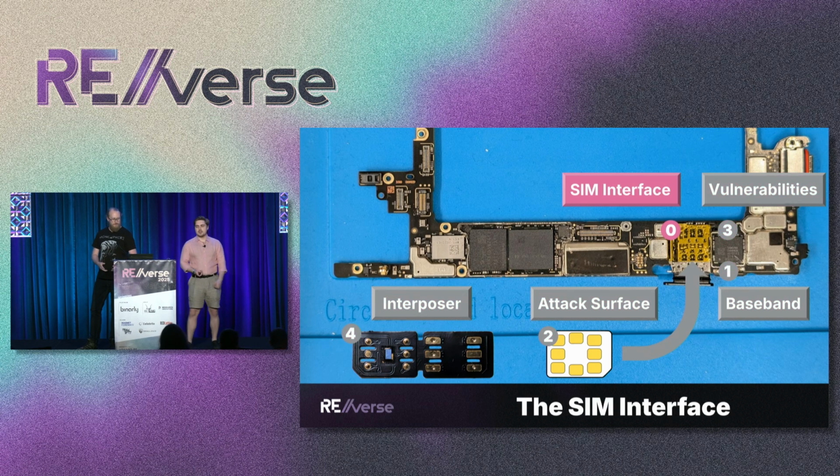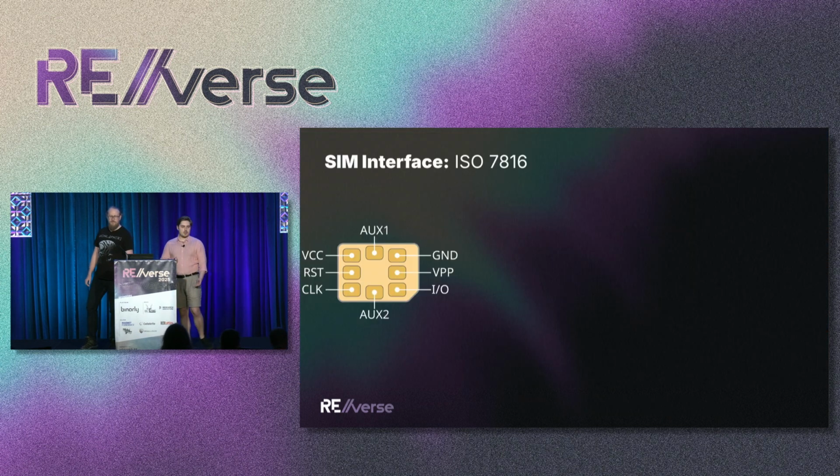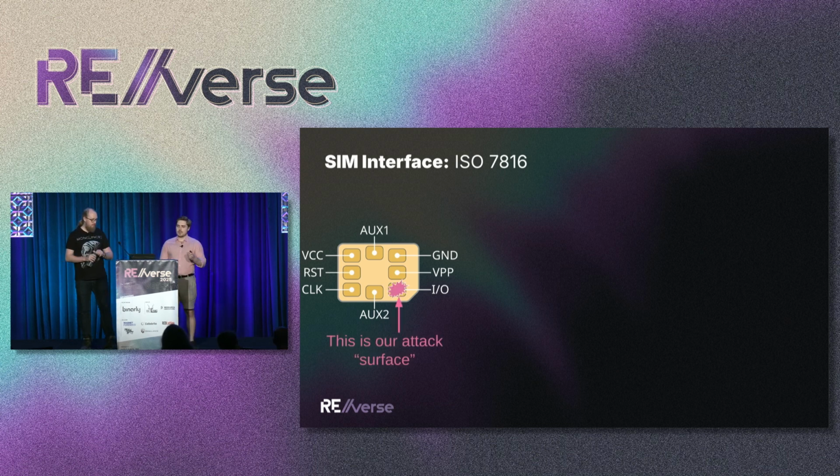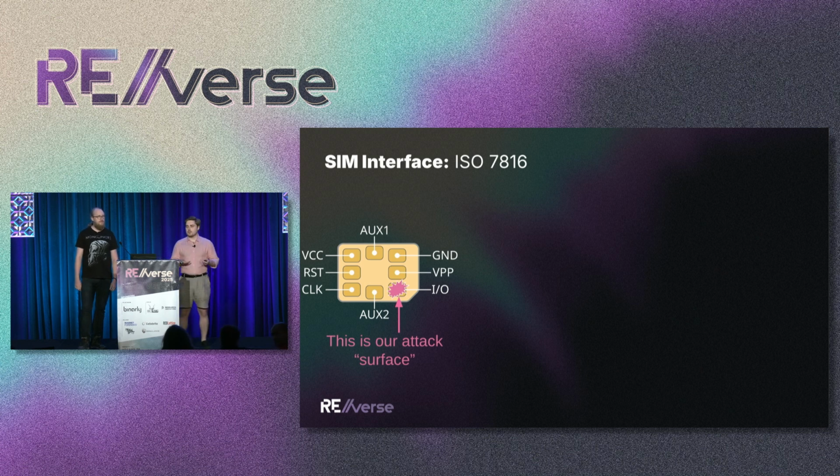Okay, let's start with the SIM interface. So you've probably seen your SIM card before, and there are a few pins, not many. And the one that we're really interested in here is the I/O pin. That's going to be our attack surface for today. And this pin implements the protocol, the logical protocol used to exchange messages back and forth from the phone to the SIM.